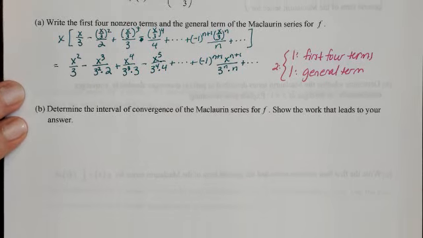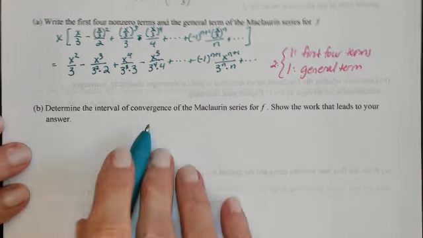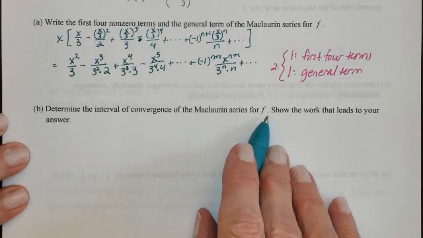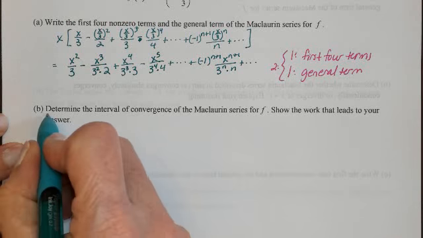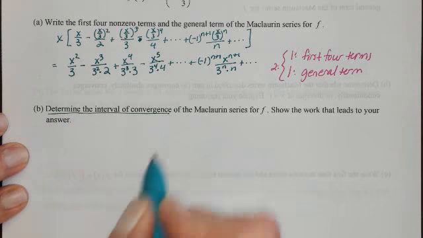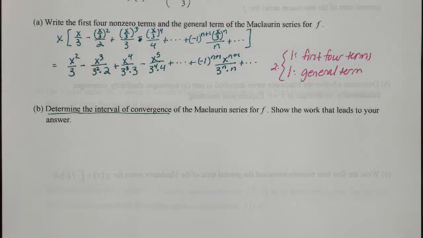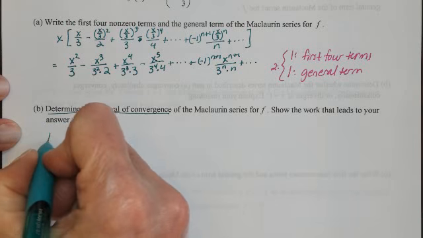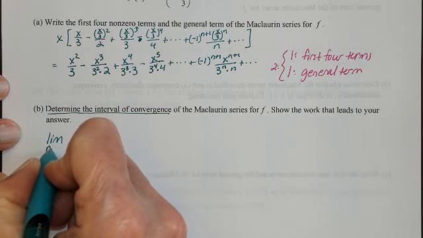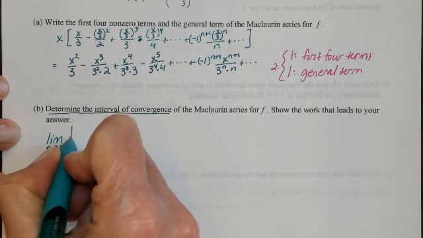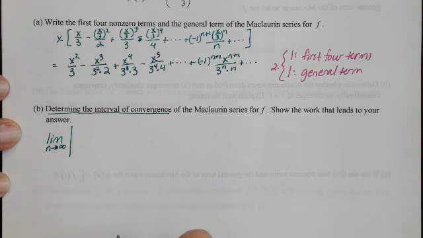B. Determine the interval of convergence for the Maclaurin series for f. So determine the interval of convergence. Big points. These are always worth big points. This time it was worth 5 points. Okay? So we're going to use the ratio test. That's what we use for this. Limit, set up the ratio test. Limit as n goes to infinity, absolute value.